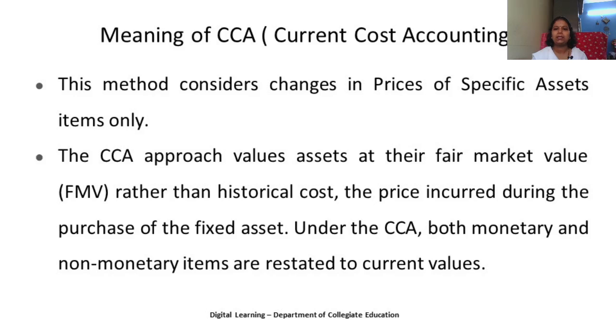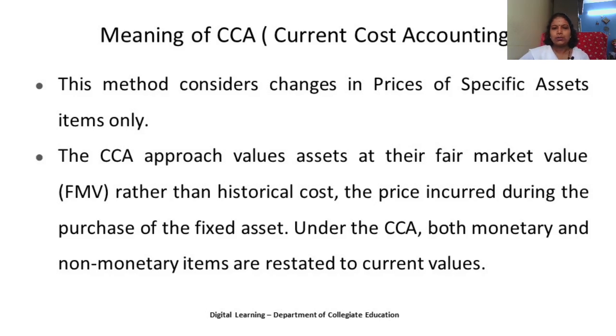Under the CCA method, both monetary and non-monetary items are restated to the correct value. So in this method both monetary as well as non-monetary items are restated at the current values. Restated means that historical value was given earlier, and just as you took the indexed value in the CPP method, in this CCA method you will be taking the current value.